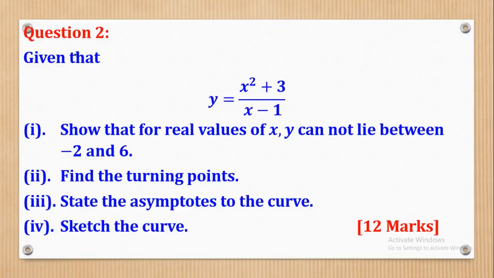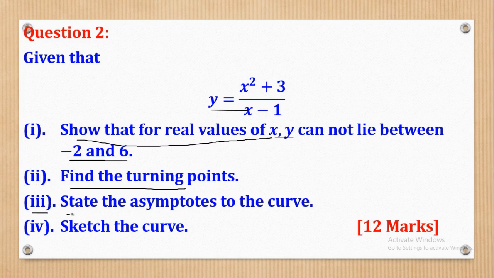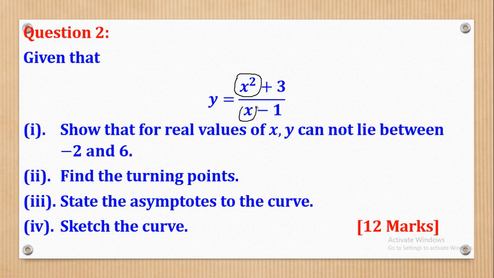Now we shall go to question 2, which says that given this, show that for real values of x, y cannot lie between negative 2 and 6. Roman 2, find the turning points. Roman 3, state the asymptotes of the curve, and Roman 4, sketch the curve. First of all, you should realize that this one has a slanting asymptote because this degree is higher than the one in the denominator.